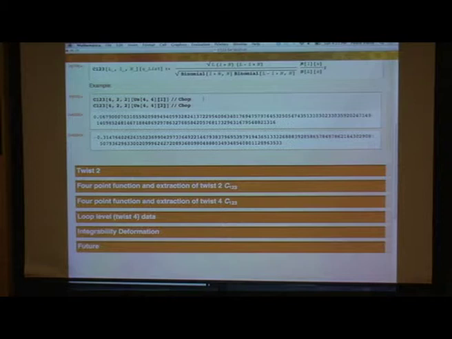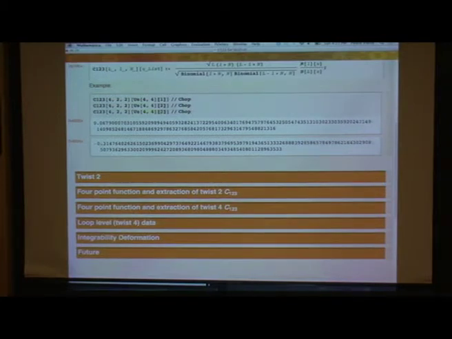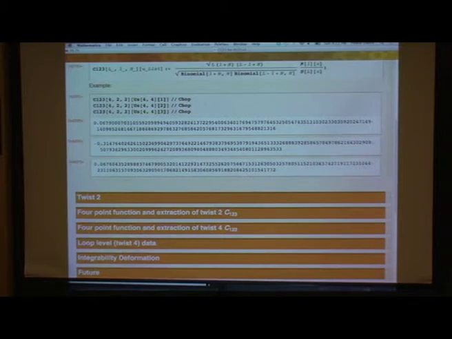Okay? It just looks like files. Sorry? Let's compute another. Okay.